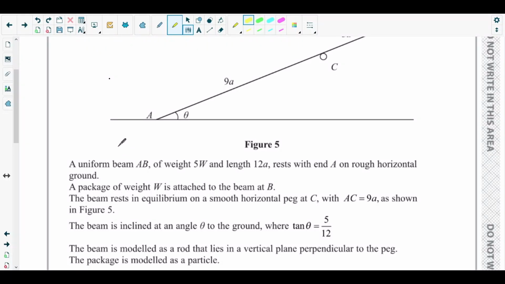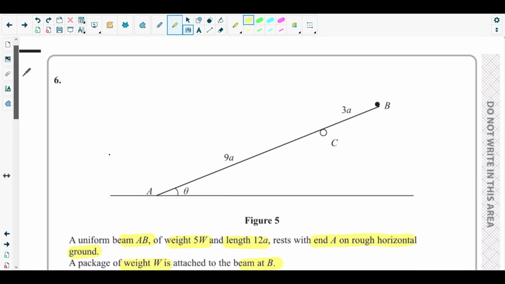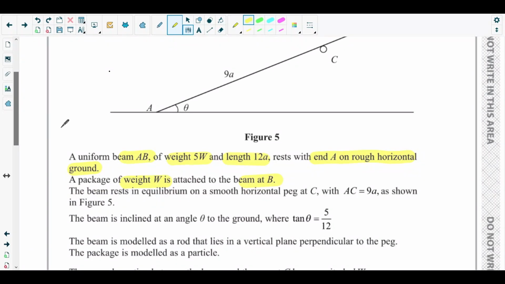So question number 6 says: a uniform beam AB of weight 5W and length 12A rests with end A on rough horizontal ground. A package of weight W is attached to the beam at point B. Where is point B? Okay, to the right end of the beam. The beam rests in equilibrium on a smooth horizontal peg at the point C with AC equals 9A, as shown in figure 5. The beam is inclined at an angle theta to the ground where tan theta equals 5/12.